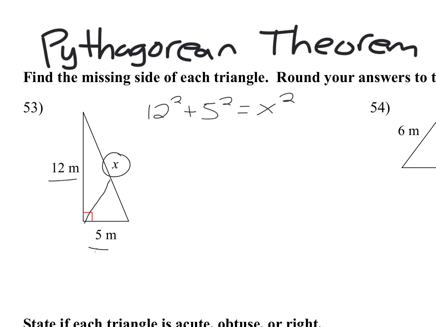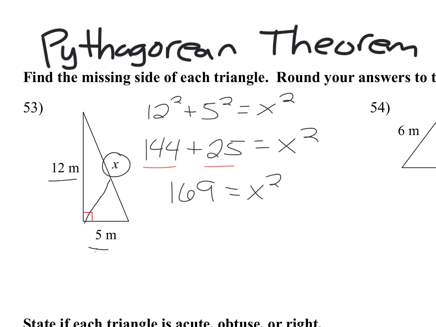Now we just need to solve for x. What's 12 squared? 144. Remember, what does squared mean? Taking that number times itself. And what's 5 squared? 25. That gives you 169 equals x squared. Combine like terms: if you add these together, you get 169 equals x squared.